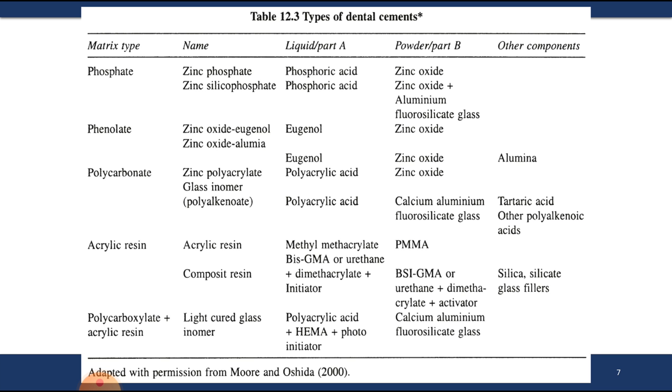So for dental cement we have different matrix types with different names, and we have a liquid part and a powder part. Generally they mix two or three chemical components and then create the dental cement. The matrix is generally phosphate, phenolate, polycarbonate, acrylic resin and polycarboxylate. We have different liquids for each component, and they also add other components like alumina, tartaric acid and silica. This is to gain a stable structure for the dental cement.